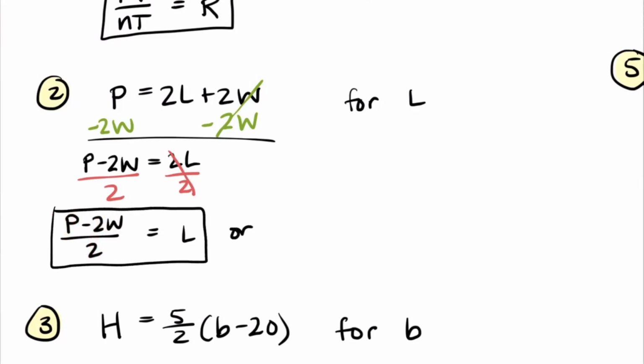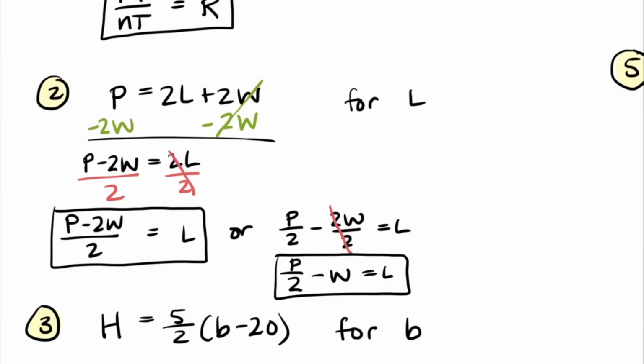But if you are really interested in canceling out that 2, you could write it as P over 2 minus 2W over 2 if you want, so that you are truly dividing both of those things, the P and the 2W by 2. And then here you can cancel those 2's out and write this as P over 2 minus W is equal to L. So either one of these is fine. I would say this one's good, but if you prefer and really want to cancel out those 2's, then just be careful with doing that and making sure that you do divide everything in the numerator by the 2.